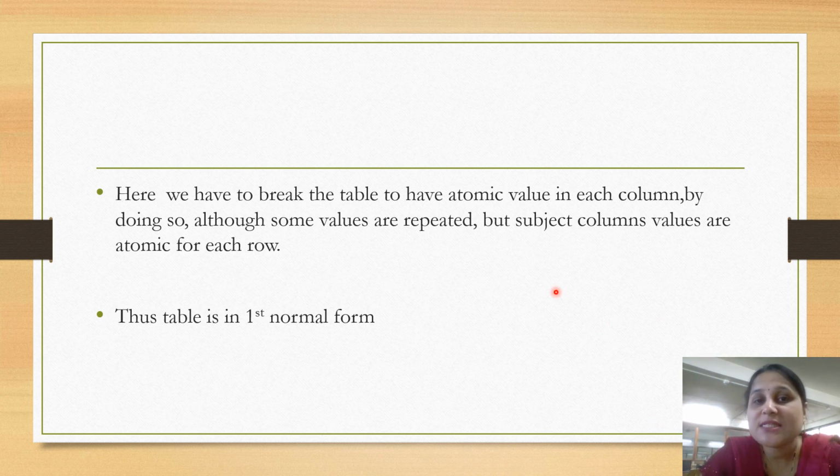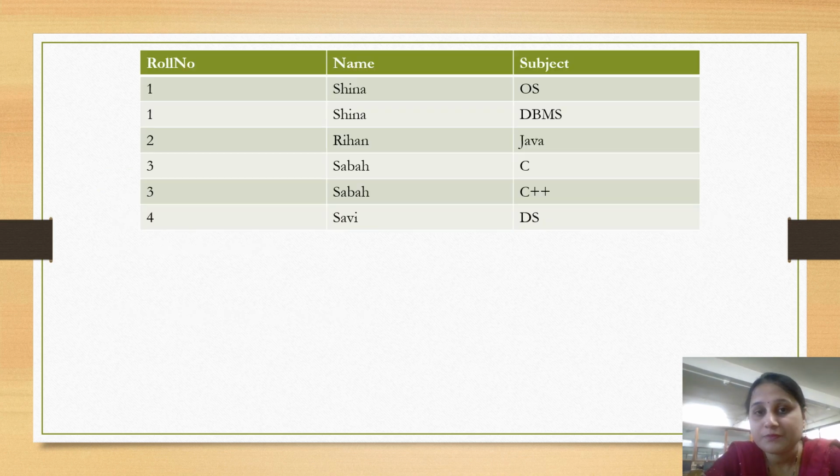Now let's check how this table will look after we convert it into the first normal form. See here, roll number 1 Sheena OS, again roll number 1 Sheena DBMS, which means we have broken these two records. Similarly, roll number 3 Sabha C and roll number 3 Sabha C++. So now we can say that our table is in the first normal form. This is how we implement the first normal form rules.